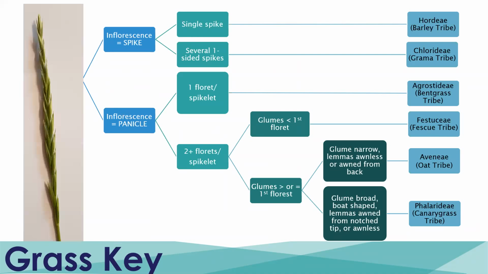For our first species, we're going to take a look here, and the first question is, do we have a spike or a panicle? If you'll remember from 20 minutes ago, a spike has these spikelets attached directly to that central stem with no branches in between. So this gives us a spike.